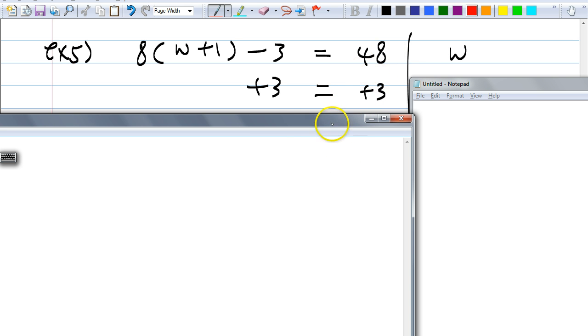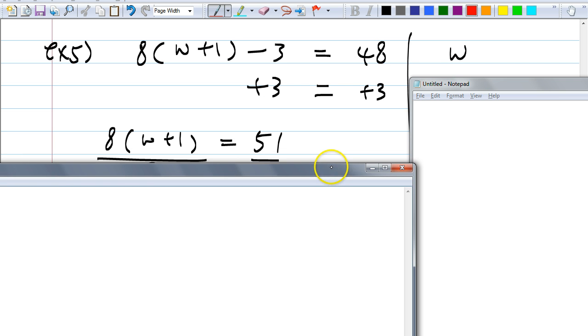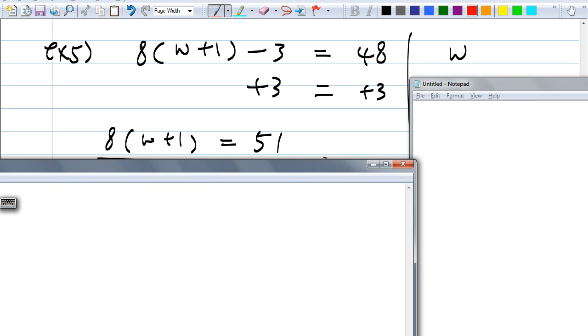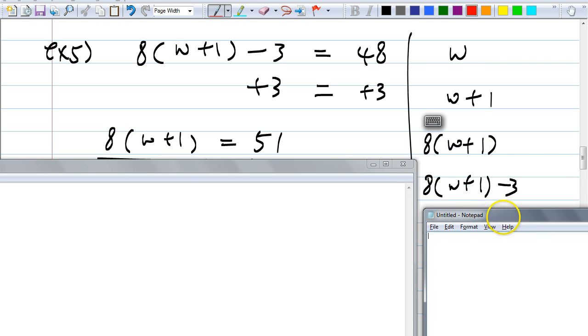Yeah. On the right side. What about on the left side? 8 times (w plus 1). Okay, a lot of times people want to just distribute this 8. You could do that, but if there's just a number on the right side here, you could simply do what? Just like what we just talked about. Carolyn, what should we do? Think about what we had here before. Remember, the last thing that was done was they were subtracting 3, so we added 3.